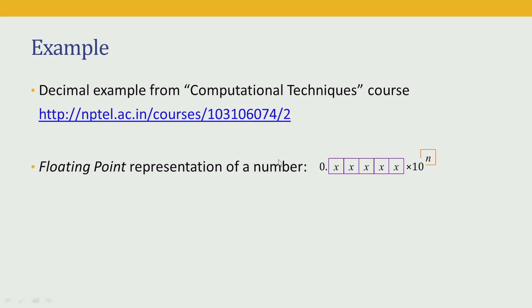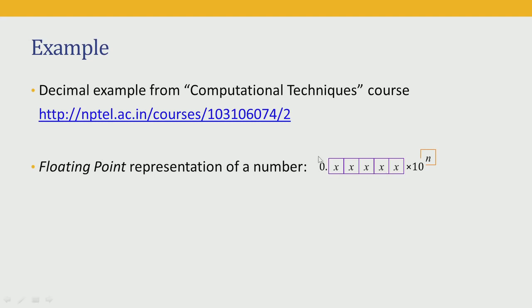So, let us look at floating point representation of a decimal number. Let us say we have 5 boxes in order to store a number and 1 box in order to store an exponent. The number is always going to be represented as 0.xxxxx multiplied by 10 to the power n. So, this is where we put in those 5 digits of our decimal number.